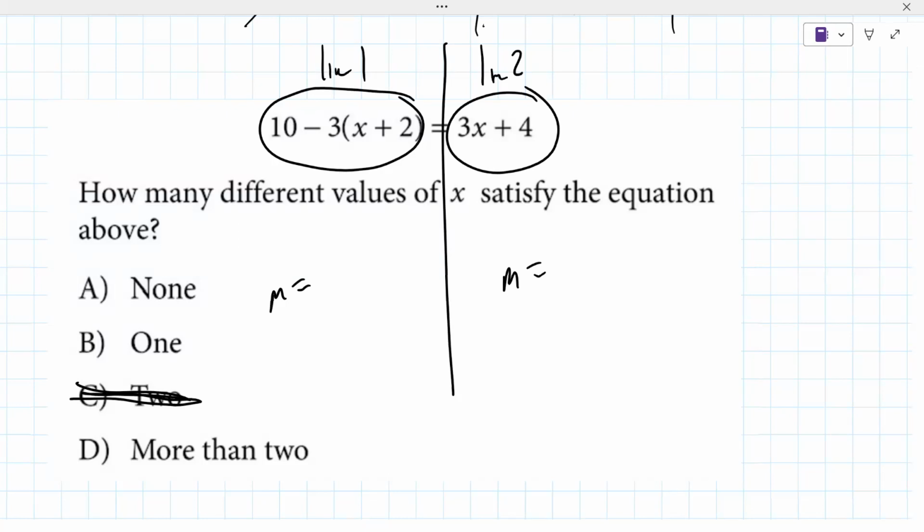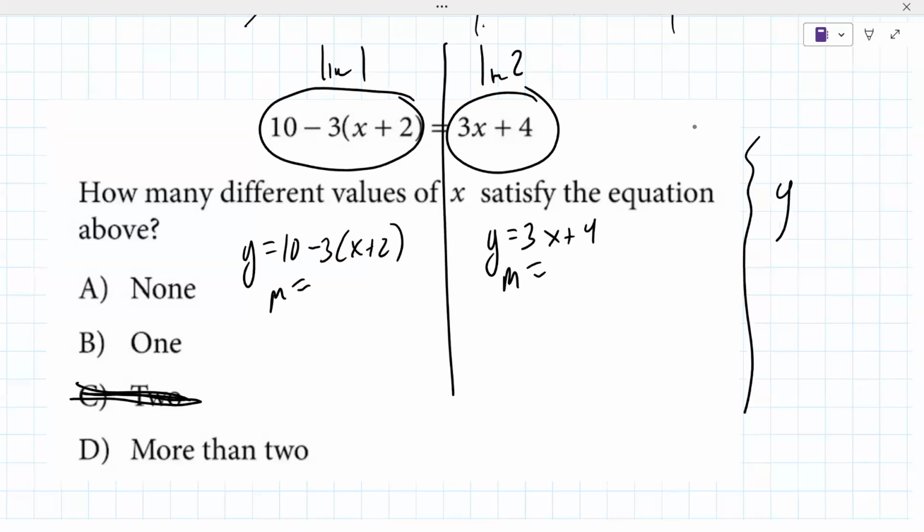Is it clear what I'm asking, or do you need some more explanation? Could you explain it a bit more? Yeah. So the one on the right is really y equals 3x plus 4. The one on the left is really 10 minus 3 parentheses x plus 2. And you know from your classroom experience that it's mx plus b.